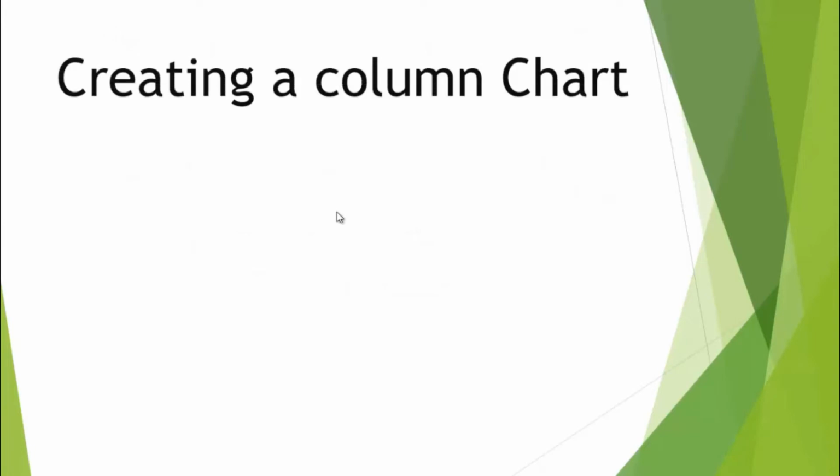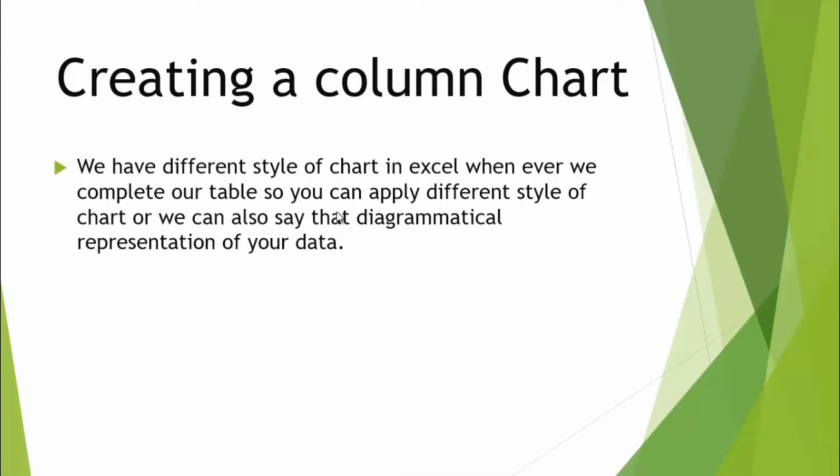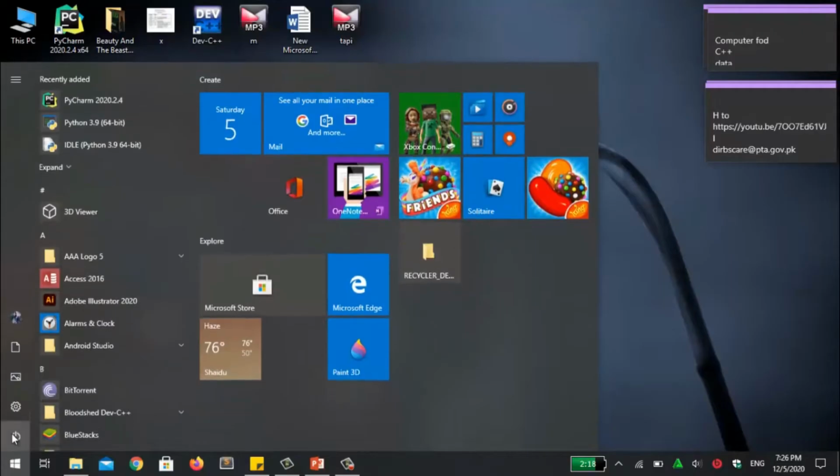Next we have creating a column chart. After creating data or a table, we will generate different types of charts in MS Excel. We have different styles of chart in Excel whenever we complete our tables, so you can apply different styles of chart, or we can set the diagrammatic representation of the data. By that we will represent our data diagrammatically. Now let me show you. Open MS Excel.